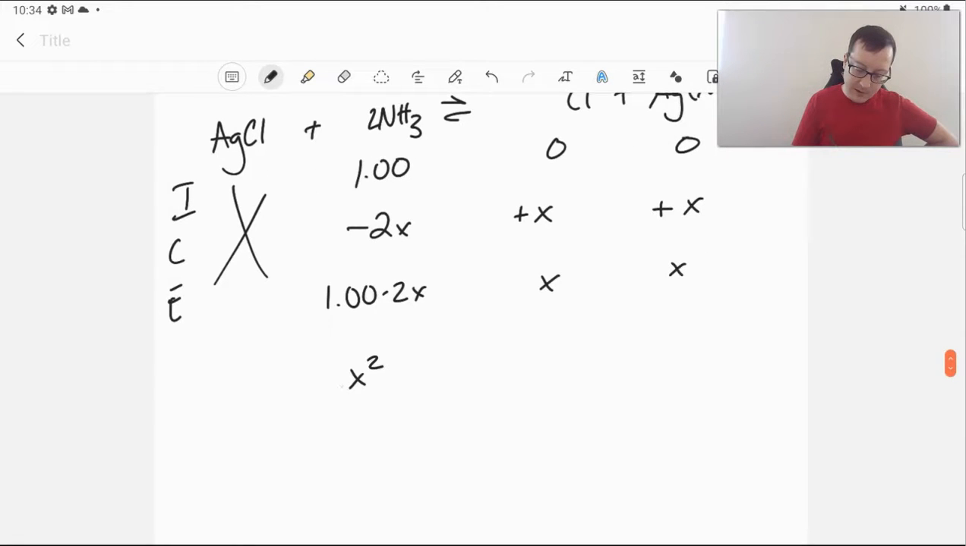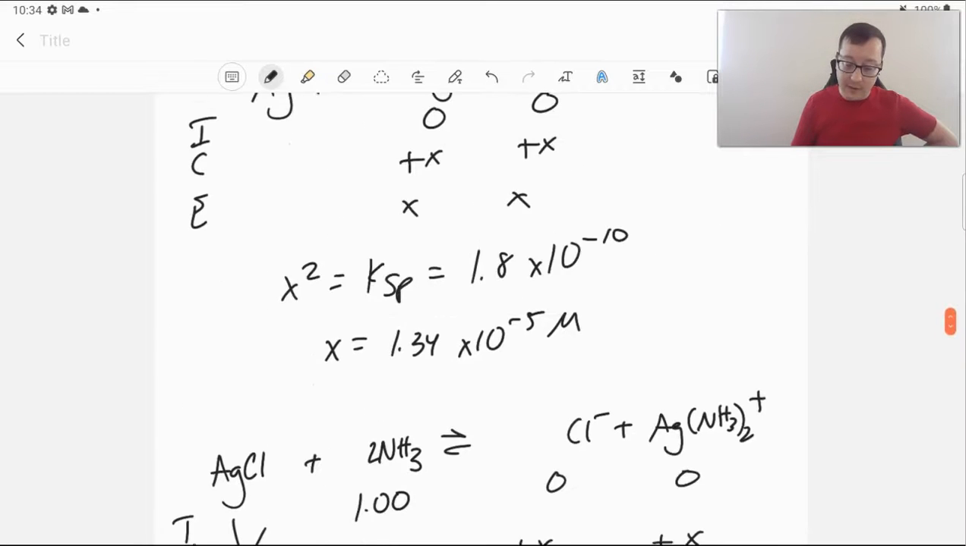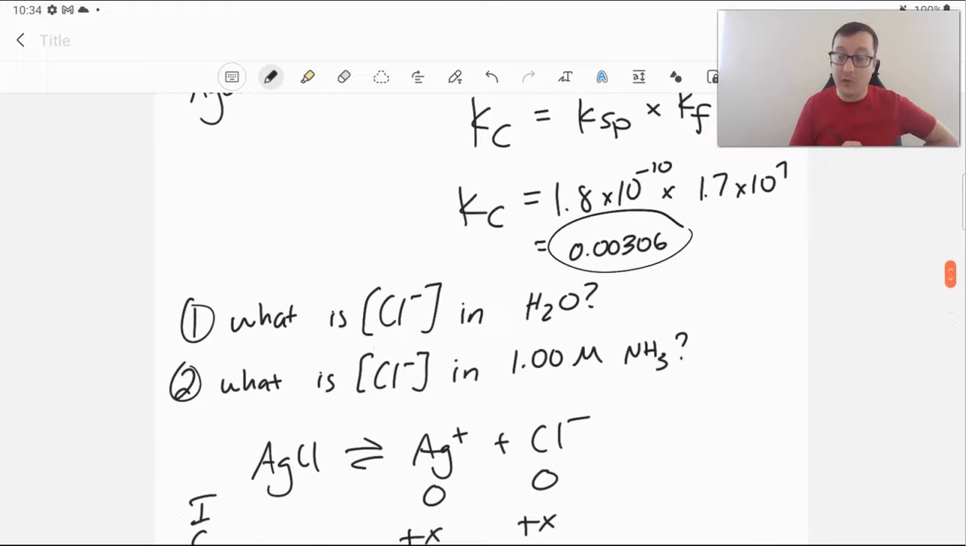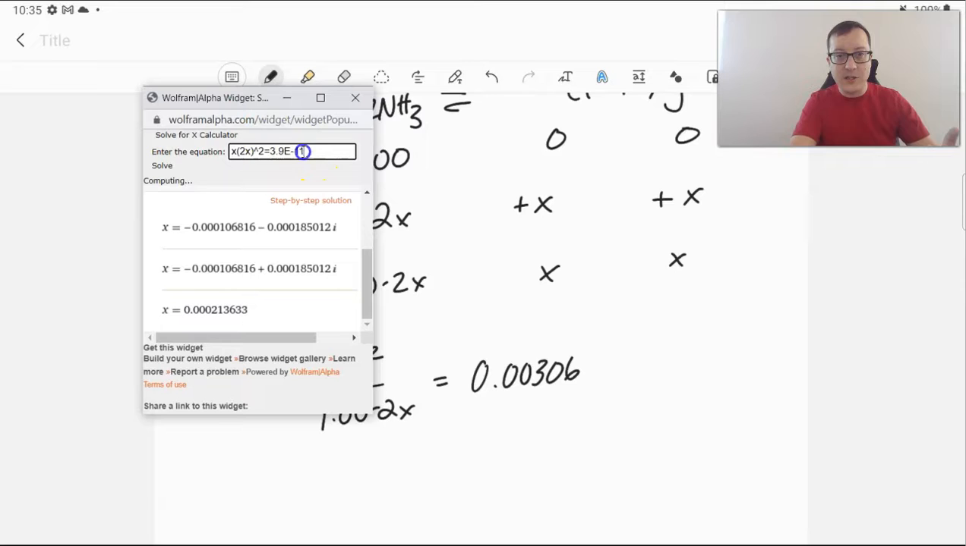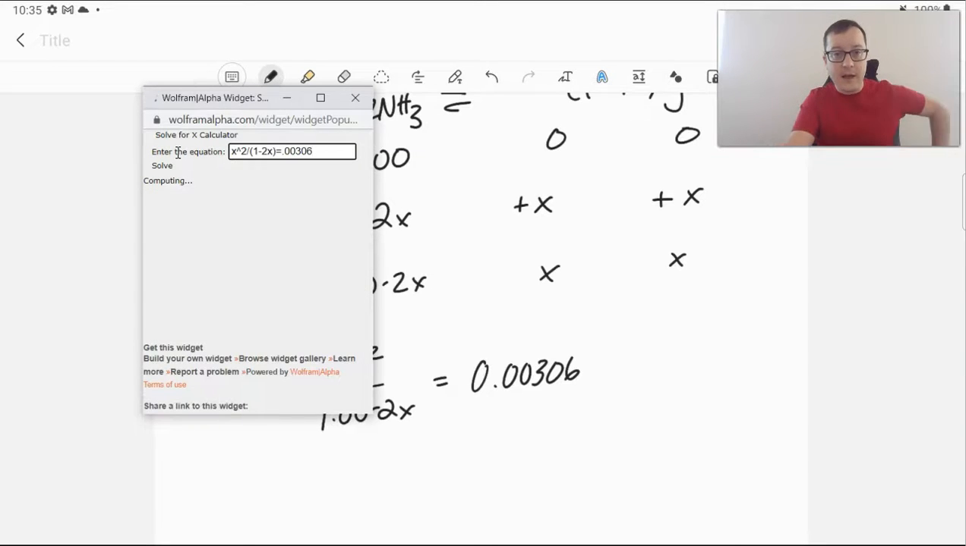We'll have, therefore, x squared over 1 minus 2x is equal to our Kc. This is the combined one, this number here, the one that we combined because we added those two equations together. We had to find a new equilibrium constant by multiplying the old ones. So 0.00306. And let's go ahead and bust out our solve for x widget. So we're going to have x squared divided by 1 minus 2x equals 0.00306. And let's get our answer.